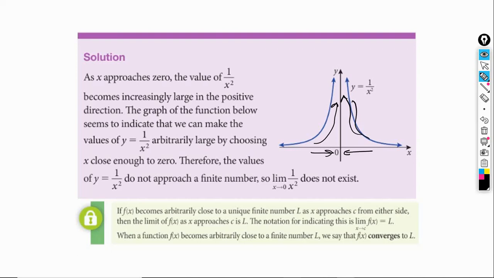In other words, we can conclude that the limit as x approaches 0 of 1 over x squared does not exist. Why is that? Well, because of the definition of limit. In order for a limit to exist, it has to converge to a value L, right? So we can see that here. Unless it converges to a value, you will not have a limit.